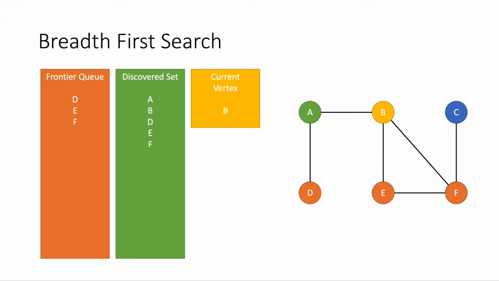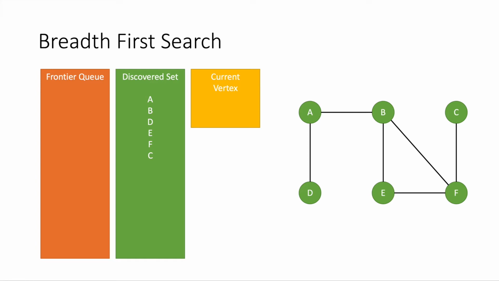We move on to the next item in the queue, D, and discover its undiscovered neighbors. We move on to the next item in the queue, E, and discover its undiscovered neighbors. We move on to F, and then C, discovering their undiscovered neighbors. We now have no items in the queue, so the algorithm completes, and we have a full discovered set of all vertexes in the graph.